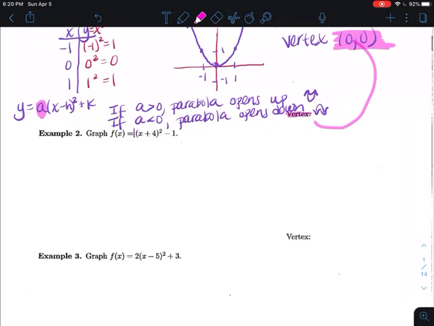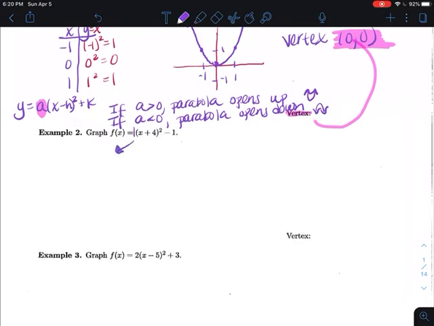So here, looking at the first example, or example 2, the first thing I already know is that a equals 1. So that means my parabola is going to open up. So if it opens up, this vertex is a min. All right, that's a question in itself. What is your vertex called? What type of vertex do you have? It's a minimum, or min.